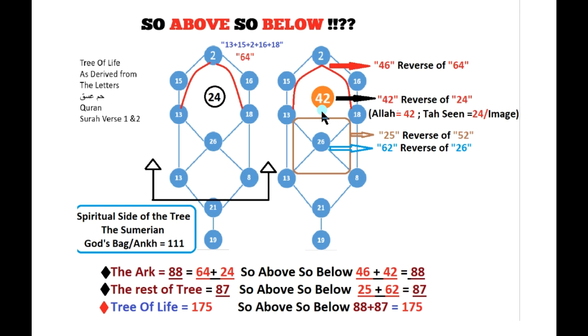It comes from this: 64 plus 24 equates to 88. And when you reverse 24, you get 42. And when you reverse 64, you get 46. And so when you sum 46 plus 42, what does it get you? 88. That's so above, so below. 24, 64, 42, 46, it gives you 88.